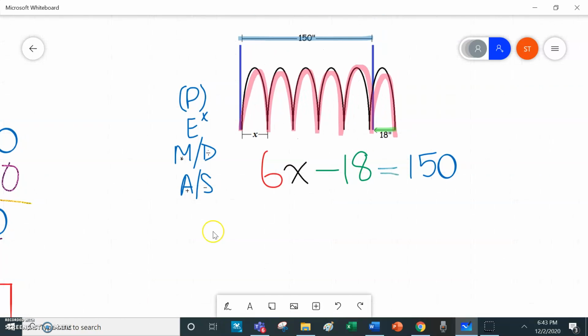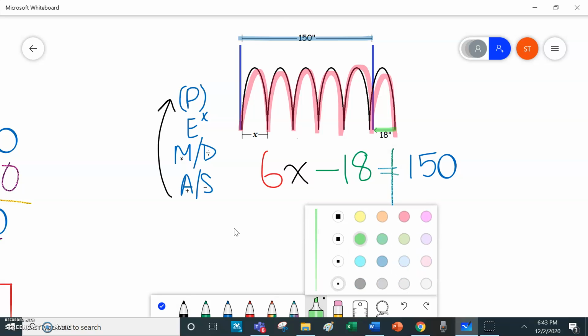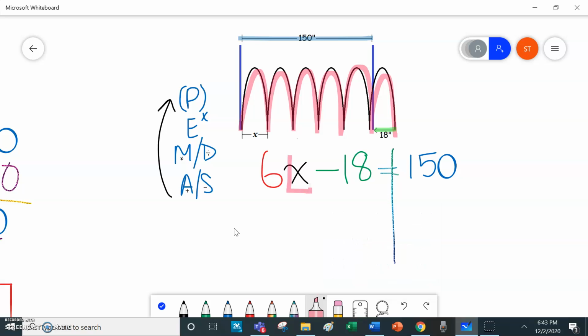Now I'm going through and I'm looking at my order of operations, parentheses, exponent, multiplication and division, addition and subtraction. I remember, hey, in algebra we go backwards and we think about undoing. So I know that my goal is to find the value of x. I need to find everything else and move it away by undoing it. So the first thing I'm looking for is an addition or subtraction. Guess what? I see a subtraction. I know that the opposite of subtraction is addition. So because I subtracted 18, to undo it, I'm going to add 18.